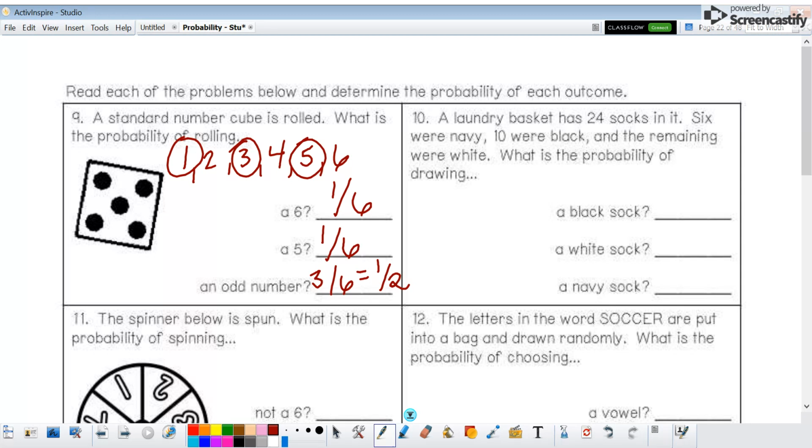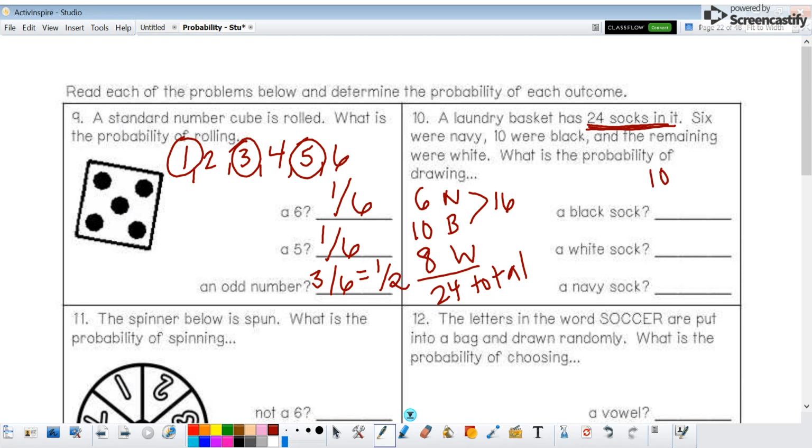Alright, the laundry basket has 24 socks in it. 6 are navy, so let's do 6 navy, 10 are black, and the remaining are white. So first, let's just figure out how many are white. 6 plus 10 is going to be 16. And so if we have 24 total, the remainder must be 8. 16 plus 8 will give us 24. Alright, so 24 total. So what is the probability of getting a black sock? That is going to be 10 out of 24. Let's make sure we reduce this. We can divide the numerator and the denominator by 2, and we're going to get 5/12.